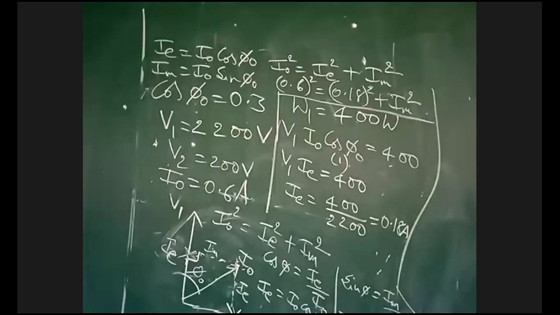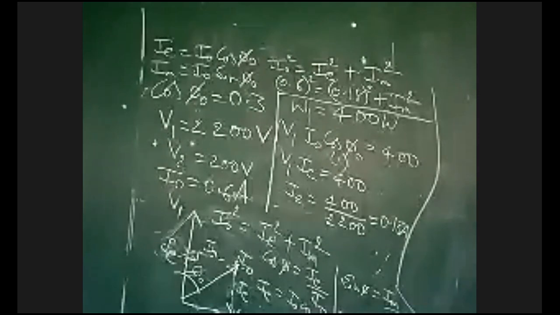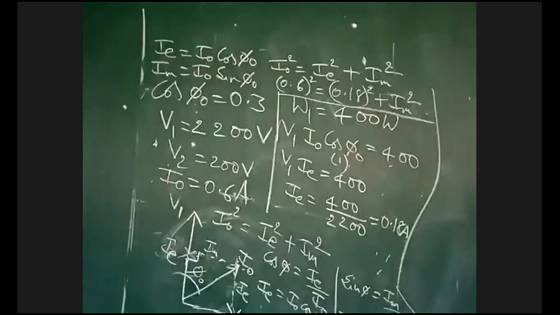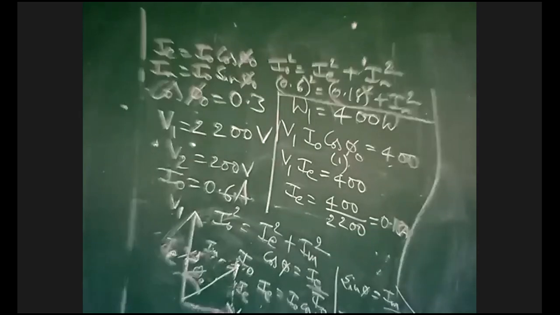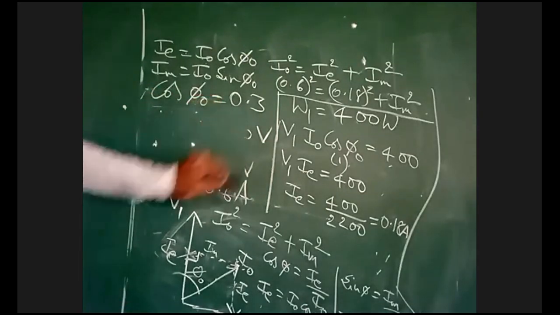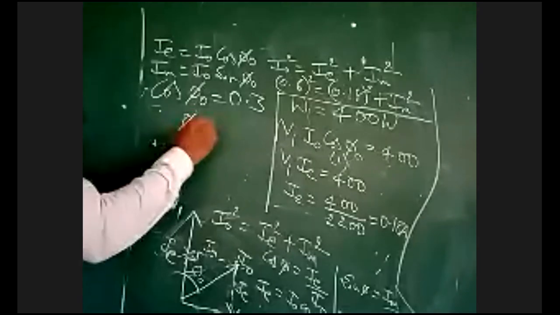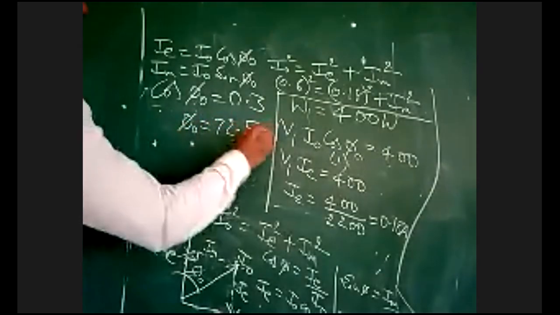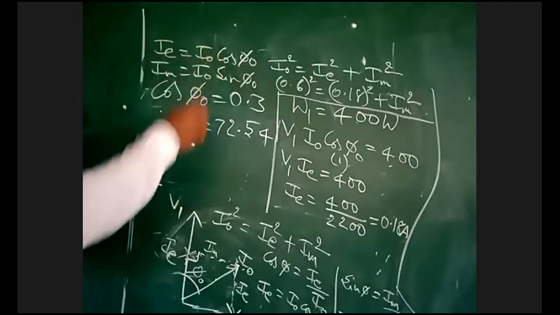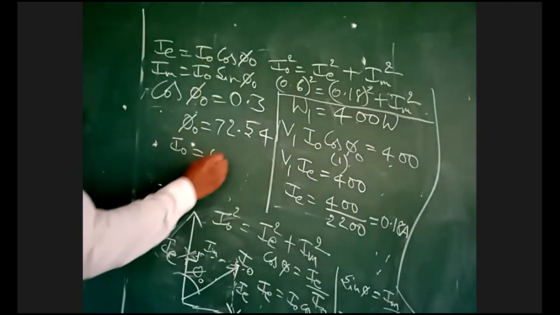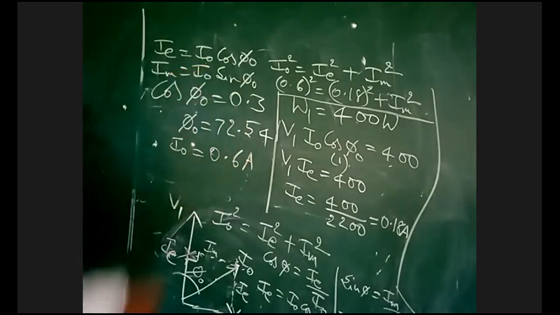We know I naught and phi naught. What is the phi naught value? Cos phi naught is 0.3, so phi naught is equal to cos inverse 0.3. Phi naught is 72.54 degrees. Okay, now determine IE and IM. I naught is 0.6. Substitute these values here, and we will get IE and IM.